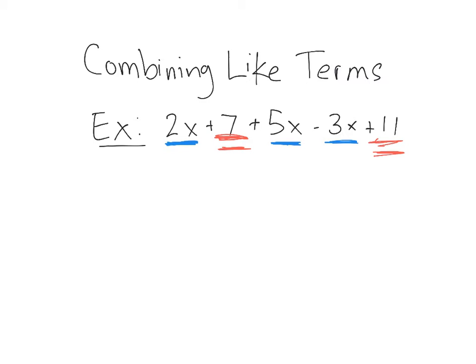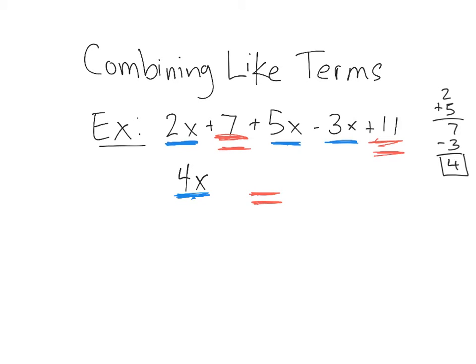I can combine x's with x's and I can combine numbers with numbers, but I can't combine an x term with a numbers term. Thinking about my x term, I have 2x plus 5x minus 3x. And I can just go ahead and combine those coefficients. So 2 plus 5 makes 7, and then 7 minus 3 is going to make 4. So the amount of x's I have is 4, because I have 2 plus 5 makes 7, subtract 3 makes 4x.